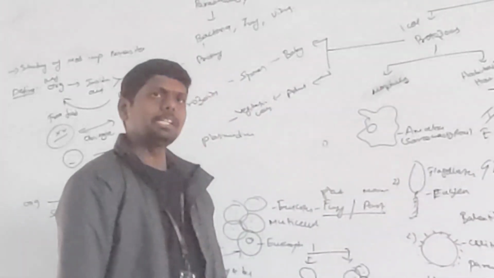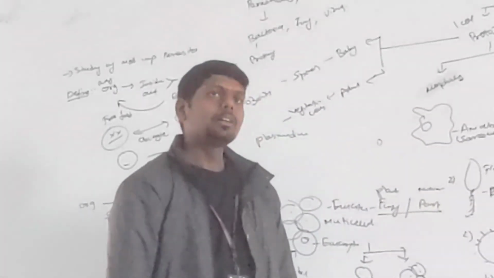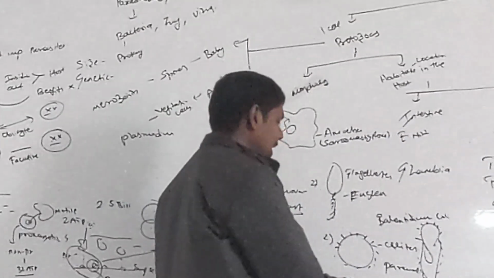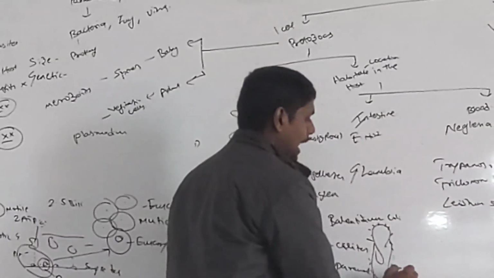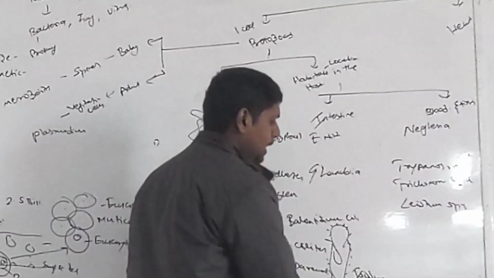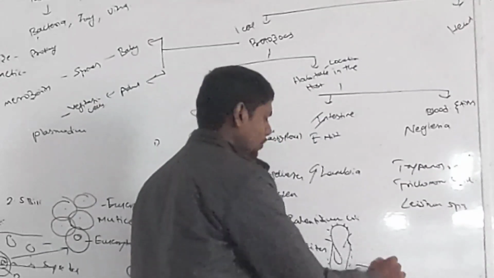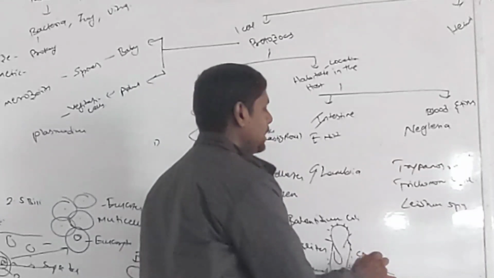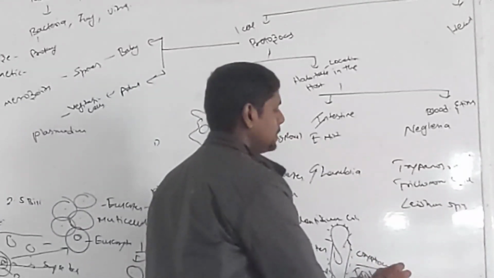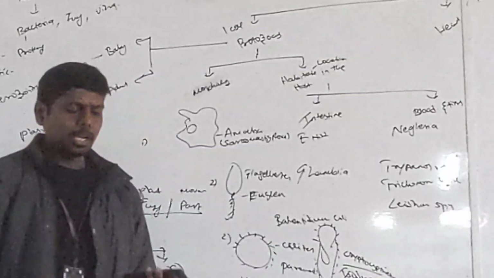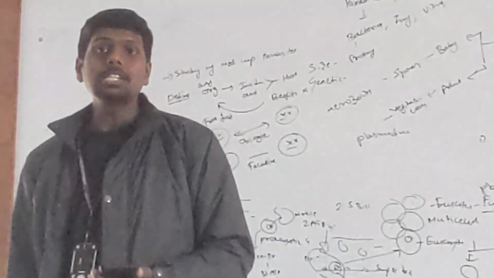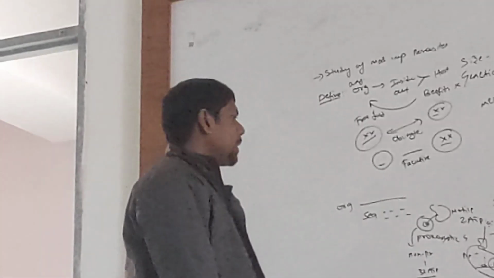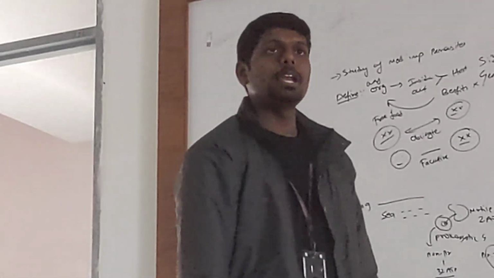Then coming to the sporozoids. Intestinal sporozoids, any idea? Isospora belli, have you heard about this word? Isospora belli infection. And the other one is intestinal Cryptosporidium species. Cryptosporidium and Isospora belli are the intestinal parasitic infections.